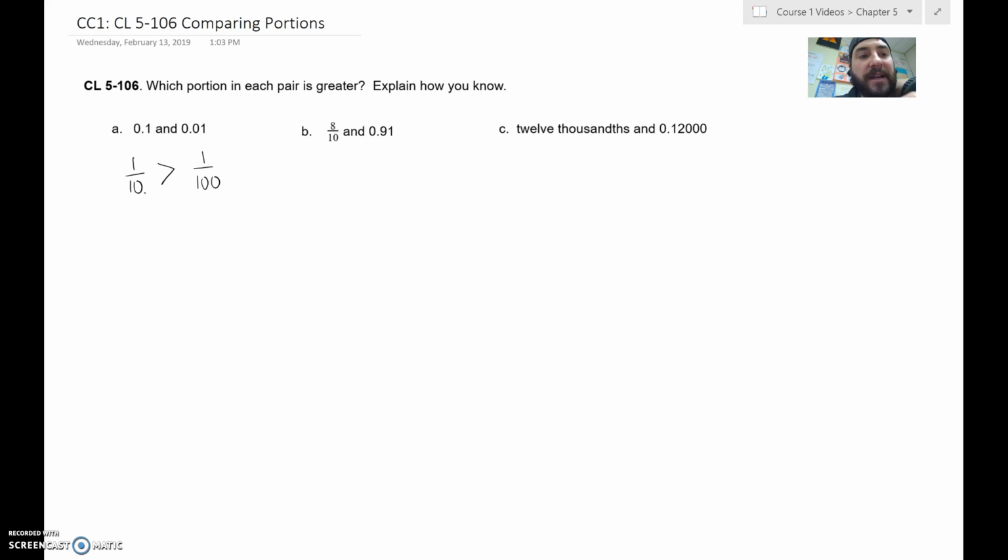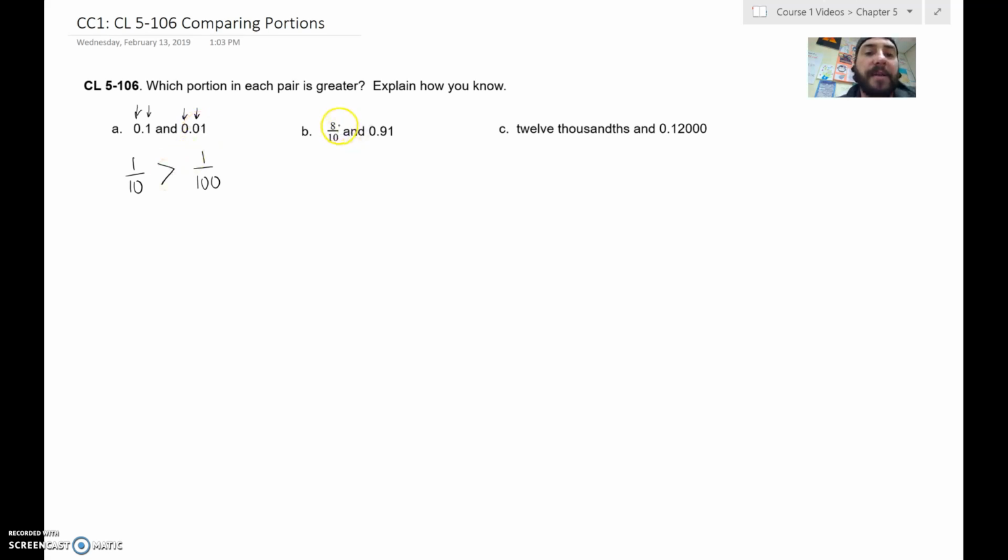You could also explain by saying that if you look in place value from the largest to the smallest, the ones place is the largest, and they're both the same. So if you go to the next place over, you have 1/10, and here you have 0/10. So you can stop right there because you know that 1/10 is more than 0/10.